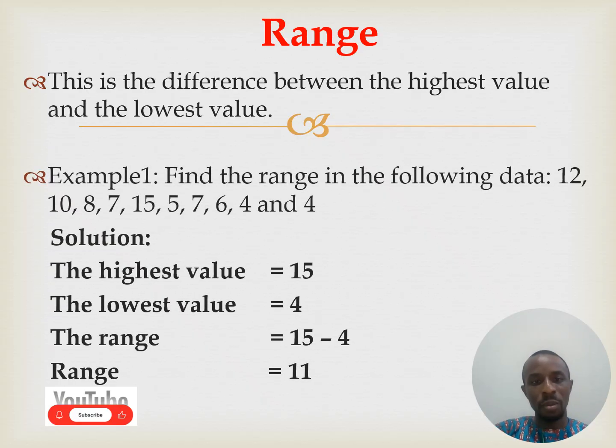Let's look at this example. Find the range in the following data. We have 12, 10, 8, 7, 15, 5, 7, 6, 4, and 4. When you look at it, the maximum number is 15 and the lowest number is 4. Our range will be 15 minus 4, which will give us 11. This is how to calculate range for an ungrouped data.